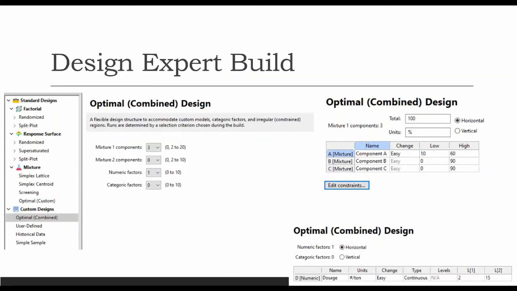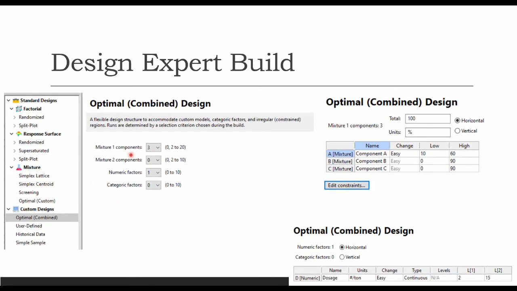Now, for those of you who have never used Design Expert, I'm assuming most of you have. If you're trying to look for where mixture process combined designs are within the Design Expert toolbox, I want to just take a couple seconds to show you where it is in Design Expert. So this is in the Design Expert 12 software. Again, we have our standard factorial designs, our response surface designs, and our mixture designs. If you want to run a mixture and process setting combined design, it's going to be under custom designs under optimal combined. You're going to be shown this screen.